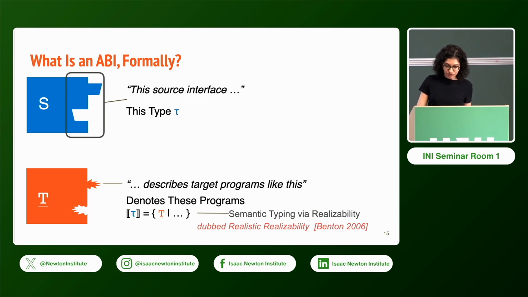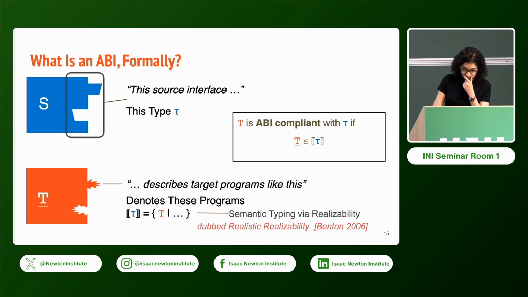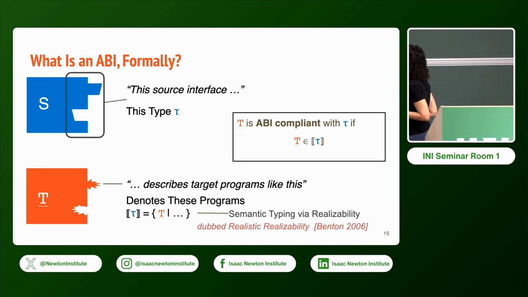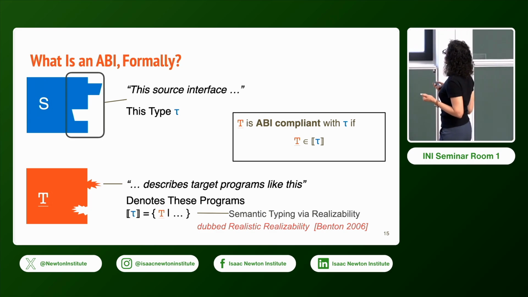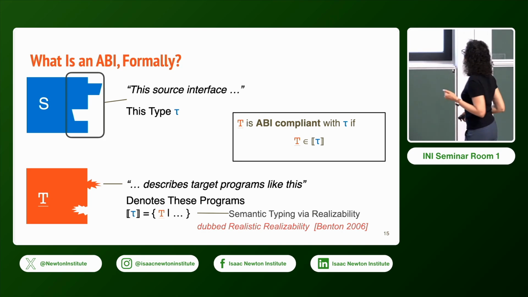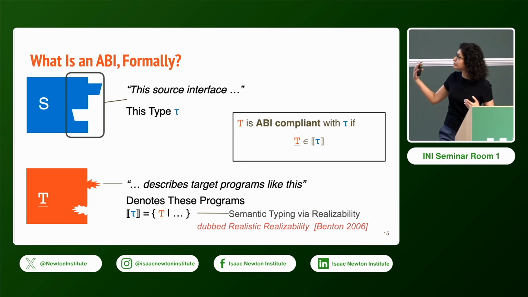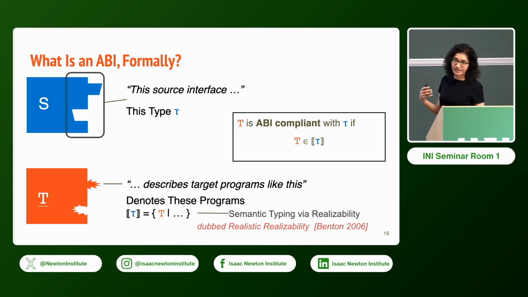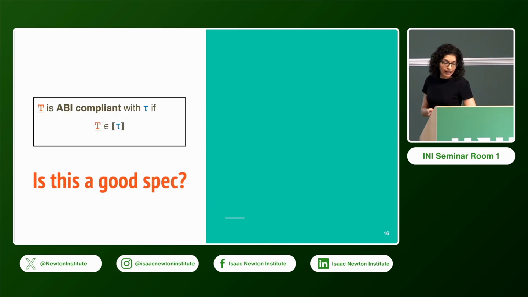Okay, so this is an approach to building semantic models where the source types are inhabited by target terms. That way we can describe low-level layout and calling conventions. And then we say that a target, that's the code that we've produced, T, is ABI compliant with the source type tau if it belongs to that set tau, so to speak. That's the high-level view.